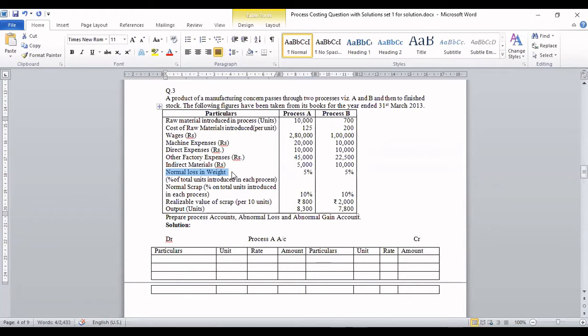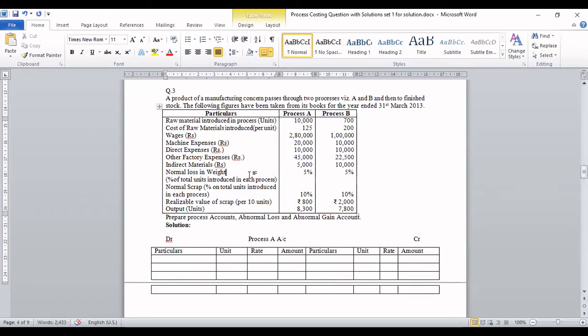So what is the treatment for weight loss? Nothing. You just have to record it. There will be no value for that. It will only reduce my quantity of input. Is this clear, beta? It is going to reduce the weight of the material which I am going to use as input.